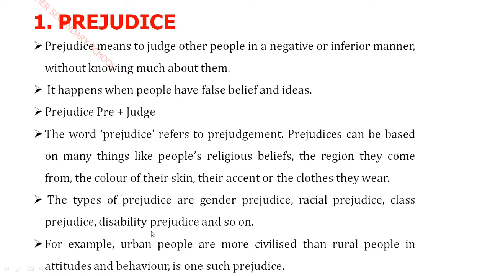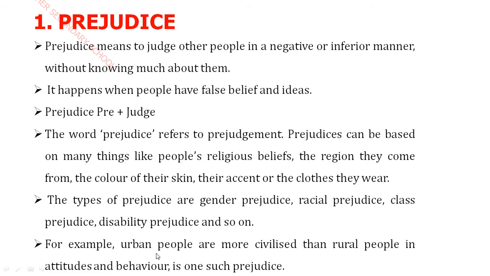This too is disability. Take an example: a rich person can do anything, he is able to purchase anything, but a poor person can never purchase any costly things. So here you can see it as a disability prejudice and so on. Okay, so these are all the meanings about prejudice.